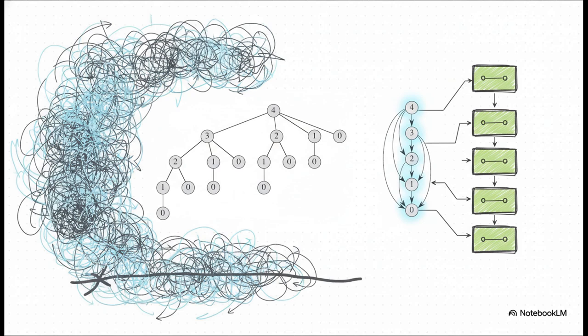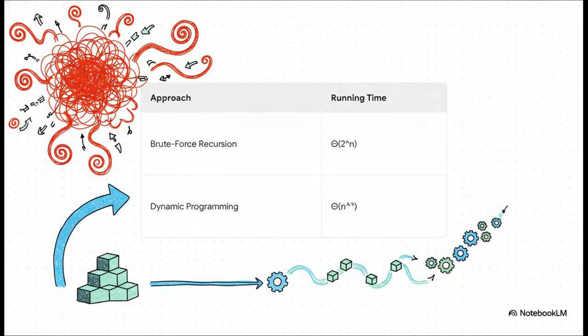We figure out the best value for a rod of length 1, and we store it. Then length 2, store it, then 3, and so on. Each problem is a single point, solved exactly 1 time. All that crazy repetition, it's just gone. And the impact on performance is just staggering.